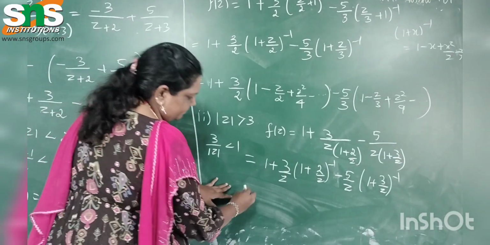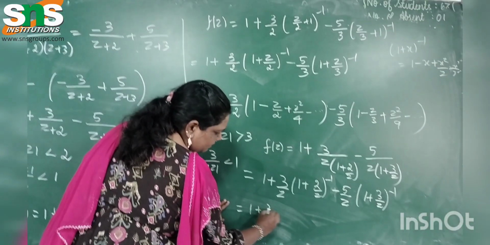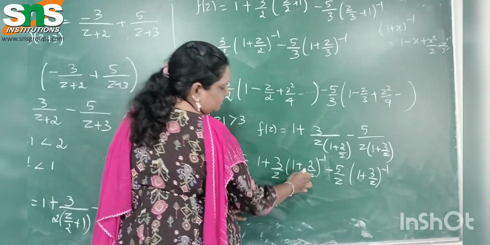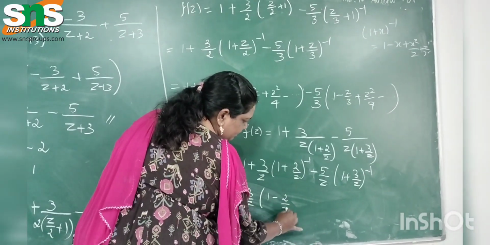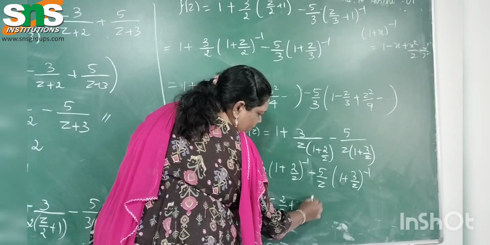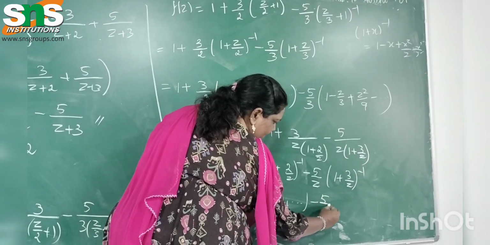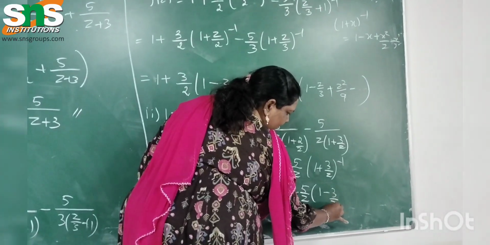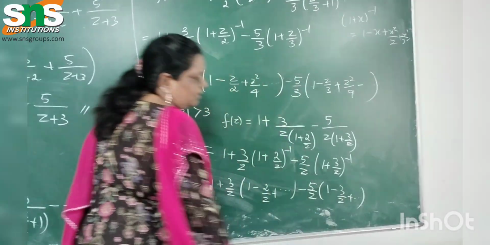Now we are going to apply the binomial expansion for this function. We will get 1 plus 3 by z into 1 minus x, so 2 by z plus x square up to etc., minus 5 divided by z and then 1 minus 3 by z plus up to etc.